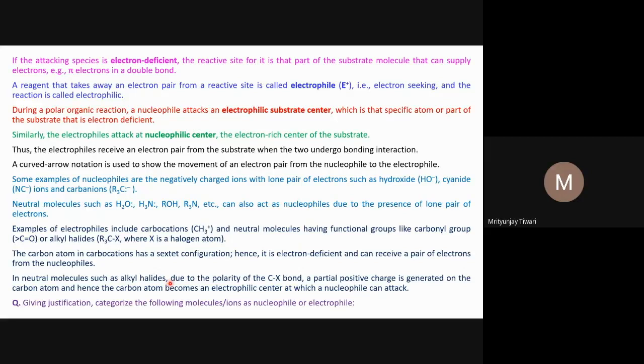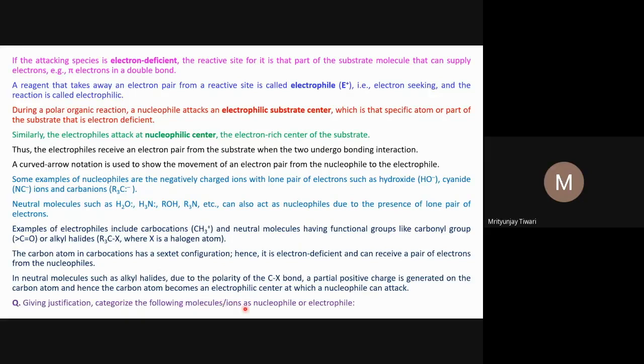So they are Lewis acids, and all the Lewis acids can be electrophiles. There are also neutral species like alkyl halides or the carbonyl compounds that we have seen, where we see the generation of an electrophilic center due to the polarity of the CX bond. A partial positive charge is generated on the carbon atom, and hence the carbon atom becomes an electrophilic center at which a nucleophile can attack. Let us now see some questions giving justification.